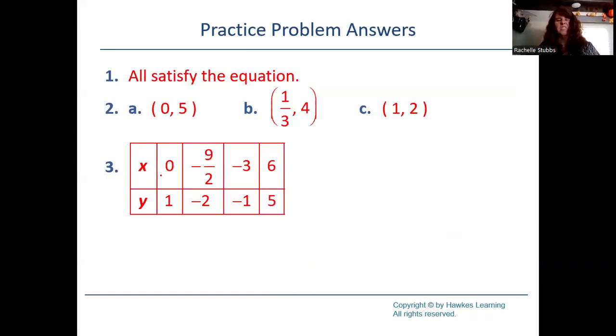There we have our solutions. So good luck on your homework. This is just about plotting and determining if the ordered pair is a solution to that particular equation. Hope all goes well, and we'll see you tomorrow.